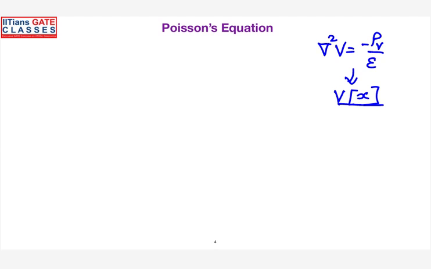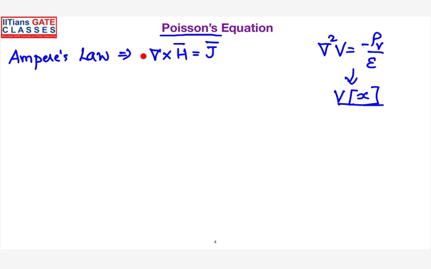Okay, so the Poisson's equation says the variation of the magnetic vector potential in a space. The Poisson's equation will be arrived at by solving Ampere's law. So first of all, try to recollect what Ampere's law is. Ampere's law states that the curl of the magnetic field intensity is equal to the current density. The circulation of magnetic field intensity is equal to the current enclosed in it.